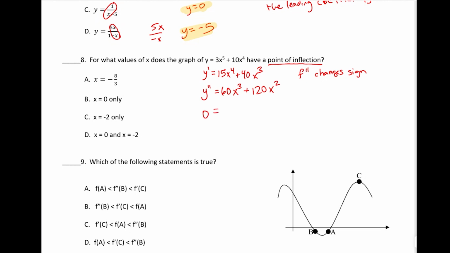If we set that equal to 0 to find our potential points of inflection, we could factor out a 60x squared and be left with x plus 2.